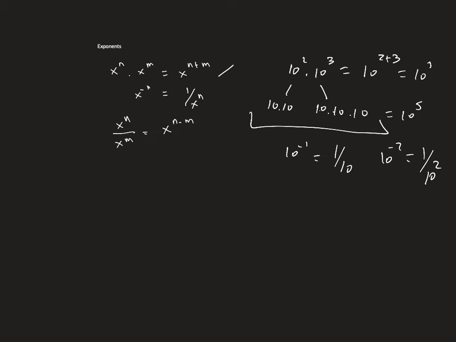So let's do some examples. Let's say 5 to the 2 times 5 to the 3. So this will be 5 to the 5, 3 plus 2. 2 to the 3 times 2 to the 5, this is 2 to the 8. 2 to the 3 divided by 2 to the 5, this is 2 to the 3 minus 5, this is 2 to the minus 2. This is 1 over 4.